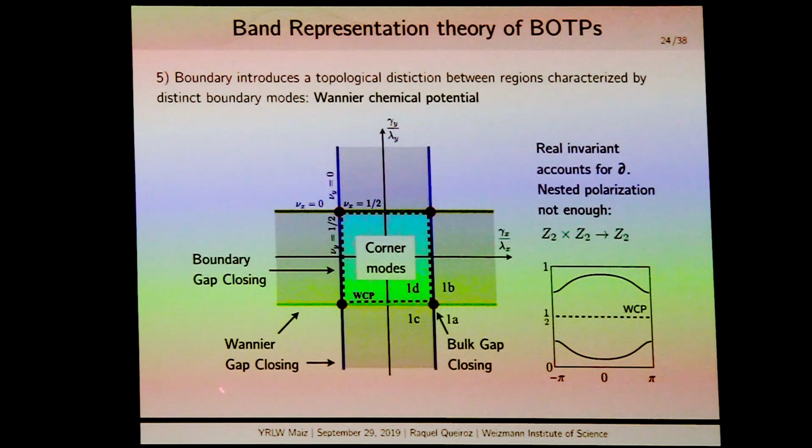So it's not that the Wannier gap closings actually matter in this problem. What really matters is the actual boundary gap closing. And if I were to choose a different boundary, I would pick up a different patch of this phase diagram. So the real invariant in this model is actually a Z2 invariant that tells you whether you have corner modes or you don't, rather than what you would expect of a Z2 times Z2 invariant, if you were to look at the full topology of the Wannier spectrum.